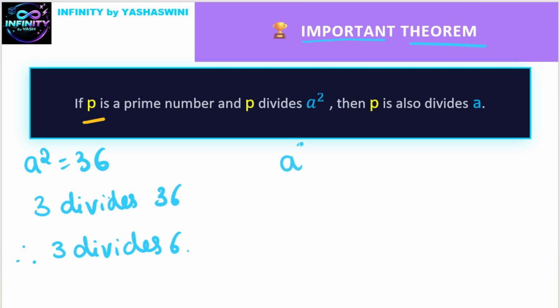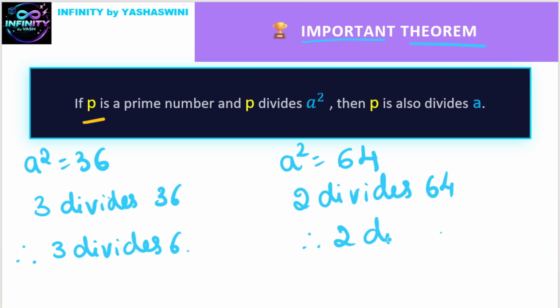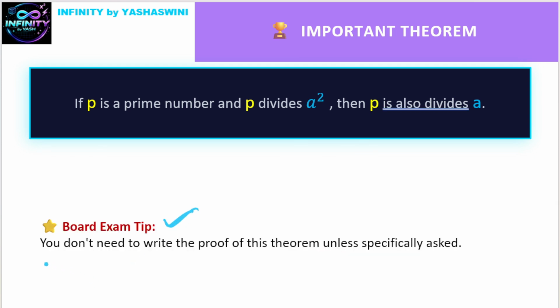You can take one more example. If a square is 64, 2 divides 64, therefore 2 divides even its root. That is, the root of 64 is 8. So 2 divides 8 as well. This is an important board exam tip. You need not write the proof of this theorem unless specifically asked.